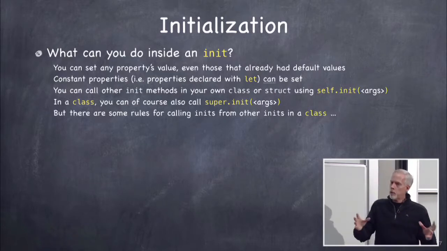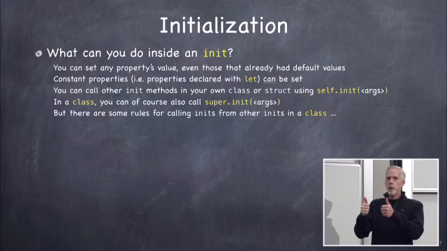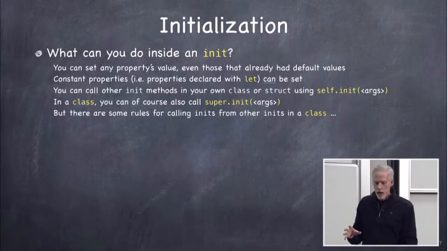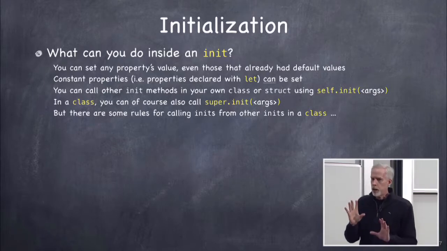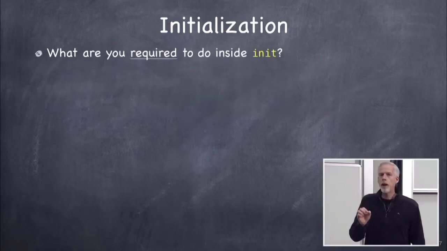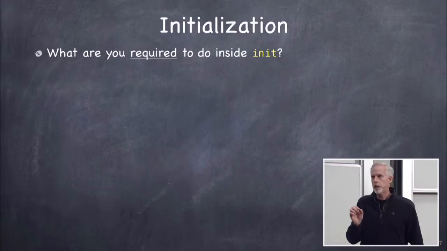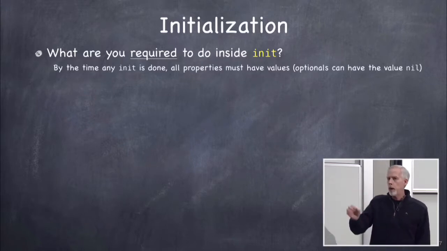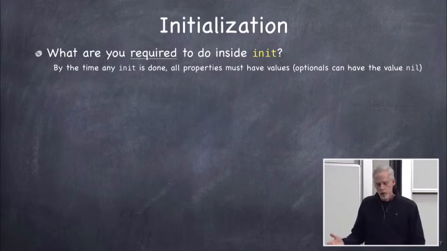Now, when we start talking about class, though, and we start to talk about calling inits in our super, and we start thinking about inheritance, it gets really complicated. So let's start thinking about class and break this down. Let's start with what you are required to do in an init for a class. In a struct, it's easy. You're just required to initialize all your vars that aren't initialized. But in a class, what are you required to do? By the time it's done, you have to have initialized all your vars.